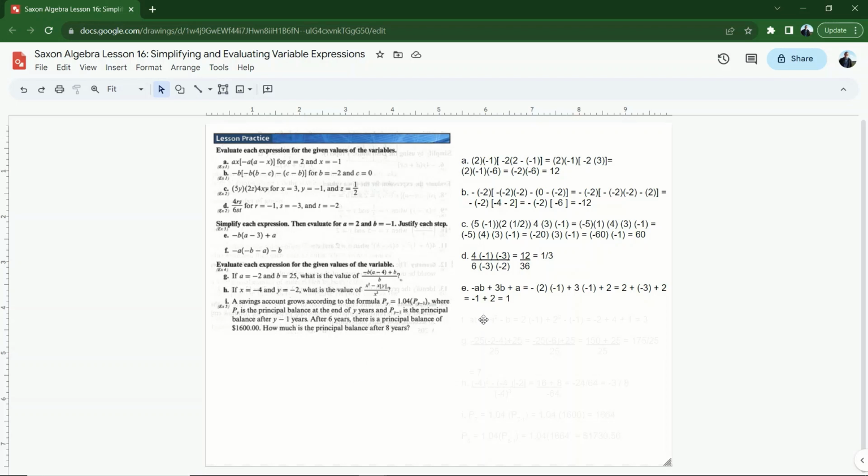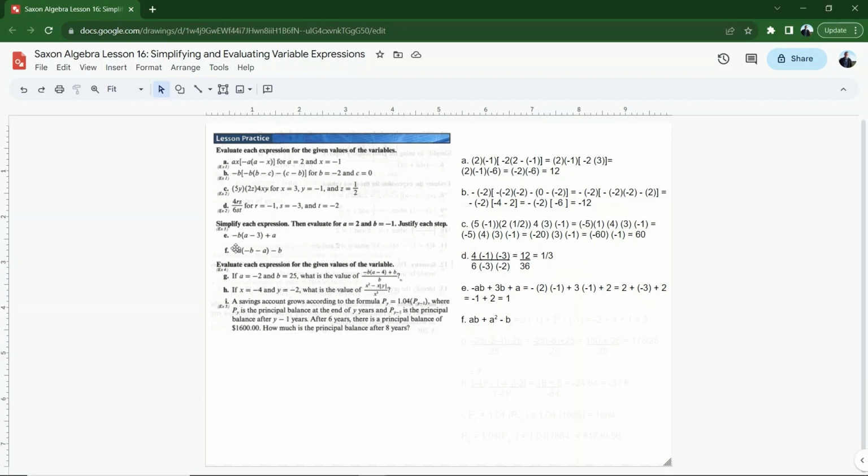All right, let's move on to letter F. This is just like letter E, except with a different arrangement of A and B. So in letter F, we're going to be taking negative A, and distributing it across negative B minus A. When I do that, the negatives cancel out. I get AB plus A, and let's see.